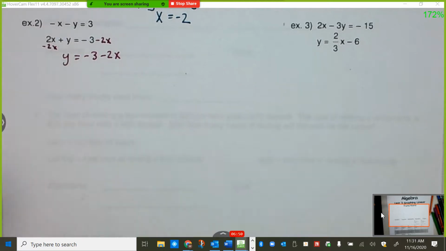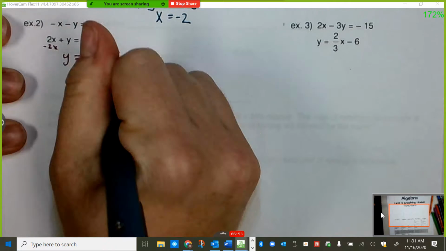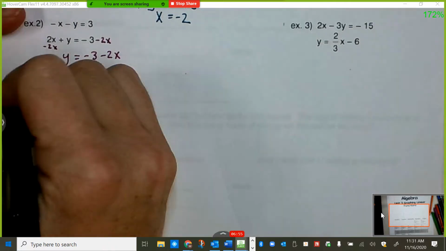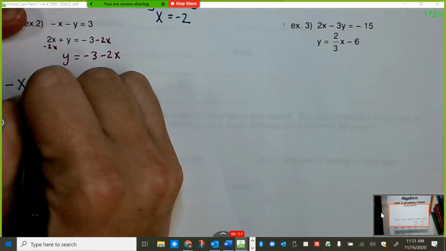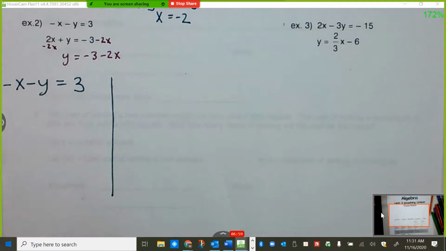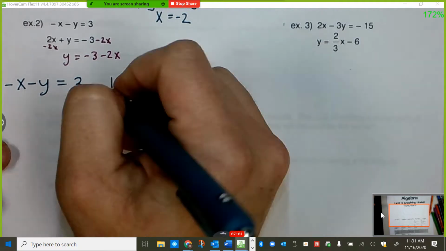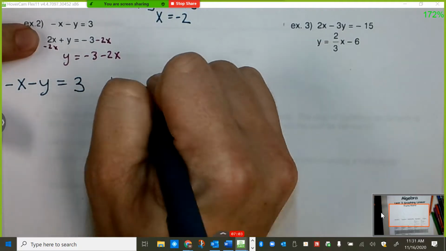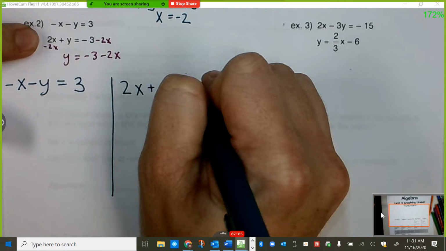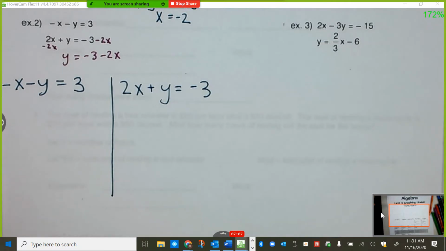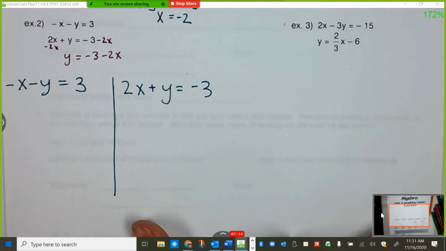Okay, so knowing that, we take our equation that we did not mess with on the left side, and on the right side we put the original equation that we did mess with. It's just a negative.